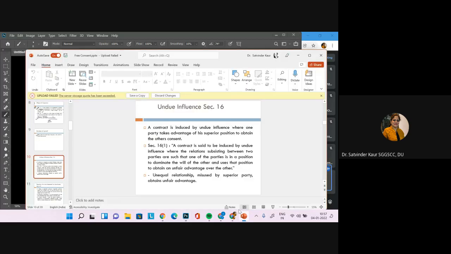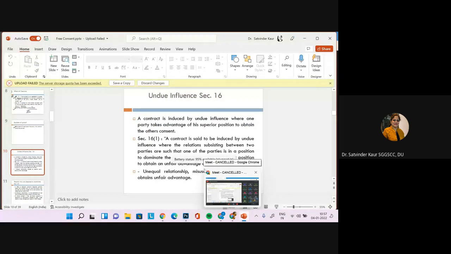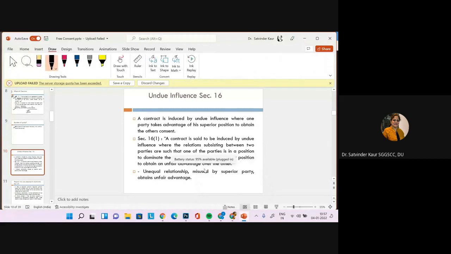So let's read the definition. Undue influence says that a contract is induced by undue influence where one party takes advantage of his superior position to obtain the other's consent. So what is that consent for? It is for entering into the contract. Then a contract is said to be induced by undue influence where the relations subsisting between two parties are such that one party is in a position to dominate the will of the other and uses that position to obtain an unfair advantage over the other. So there is an unequal relationship, a superior-inferior relationship, and it is misused by the superior party to obtain unfair advantage.